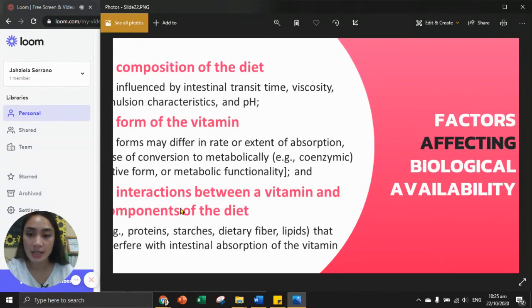So next is interactions between a vitamin and components of a diet. So kanina, meron tayong composition of the diet. So kung ano yung mga kinakain mo, etc. Kung ano yung kinokonsume mo. And then we also have the form of the vitamin. So kung ano yung klase ng source mo. And now we have the third factor, which is the interaction ng dalawa between a vitamin and the components of diets. So dito pwede kasi magkaroon ng interference, no?